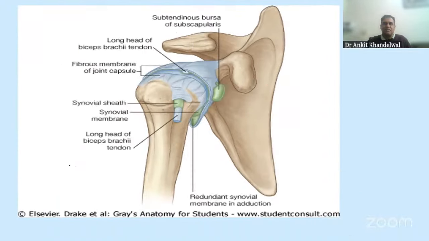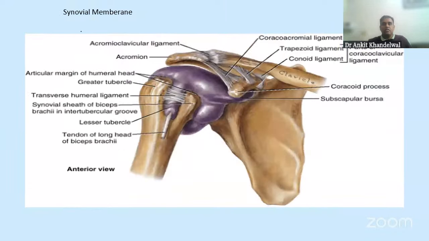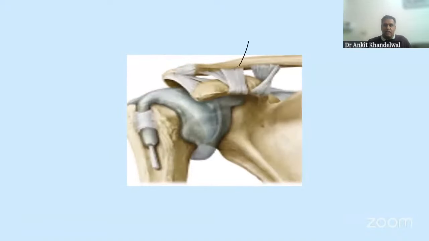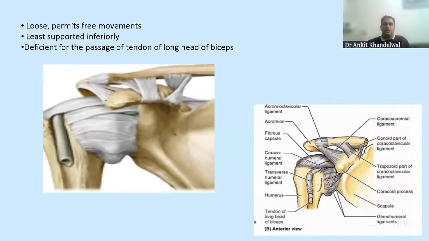Remember this. Okay, then you can make this diagram over here showing the fibrous membrane of the joint capsule and a bit of synovial sheath. Here, the synovial membrane is shown in purple color. So just try to make these diagrams. There is the simple shoulder joint with the ball and socket. In the next image, understand, these are all the ligaments being shown with the synovial membrane. In this image, all the ligaments.